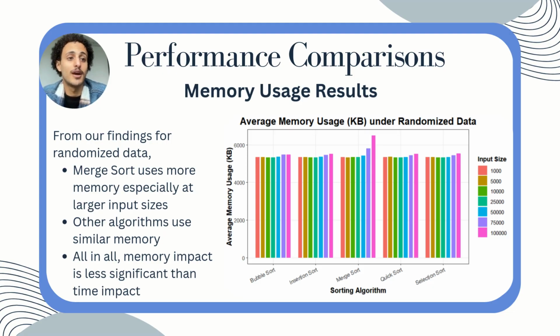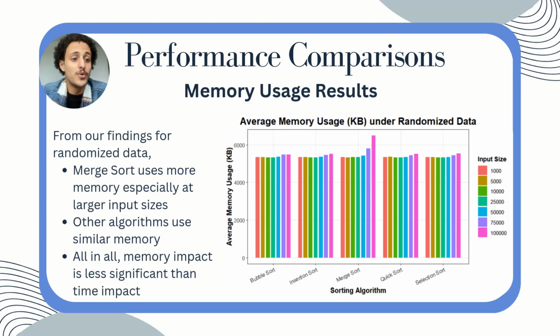For this first slide, we are looking at the memory usage of all sorting algorithms when the data is completely random. The main observation here is that merge sort consistently uses the most memory, especially as the input size becomes larger. This makes sense because merge sort needs extra space to create temporary arrays during the merge step. For the rest of the algorithms, bubble sort, insertion sort, quick sort, and selection sort, the memory usage is quite similar. These algorithms all operate mostly in place, so they don't require a lot of additional space.